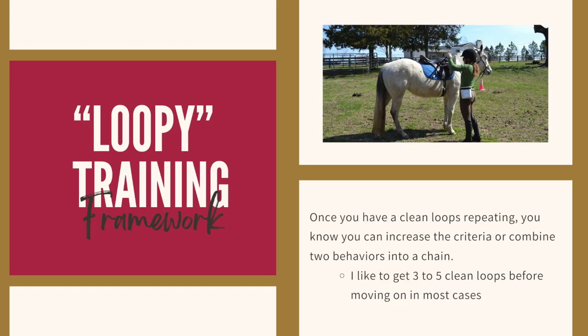So once you have your nice clean loops repeating, that's when we know that we can increase our criteria. That might mean making a criteria harder, or it might mean combining multiple behaviors into a chain or something like that. I like to get between 3 and 5 clean repetitions before moving on. That to me just feels like enough to know that the horse really does understand what he's supposed to be doing, while also not being so many repetitions that it's boring and monotonous and he's checking out. So 3 to 5 is your guideline, but of course it's always going to be dependent on your own situation, and nothing there is set in stone.